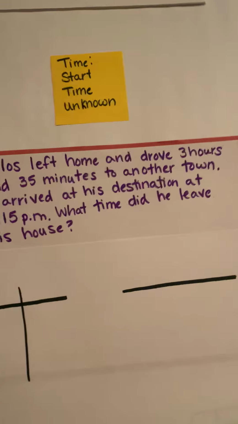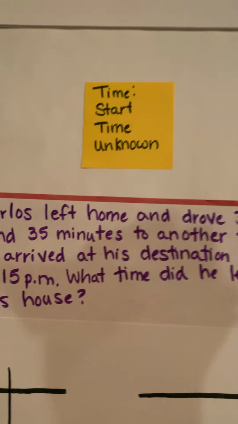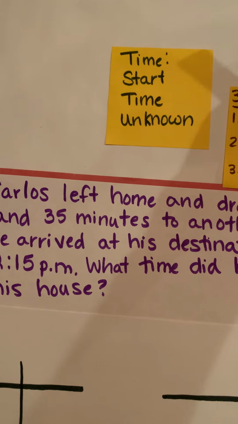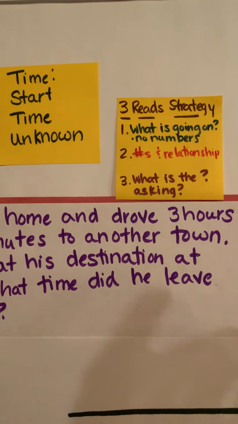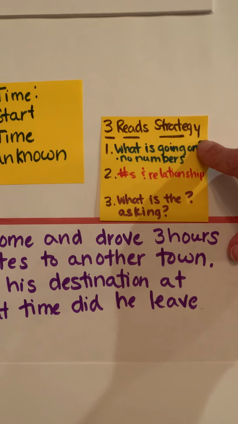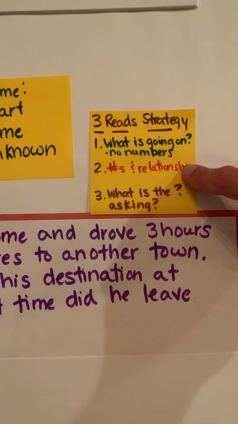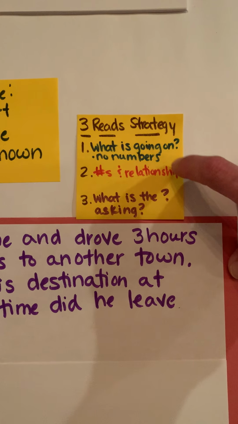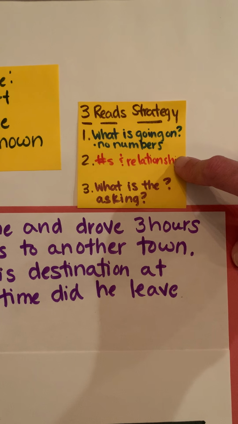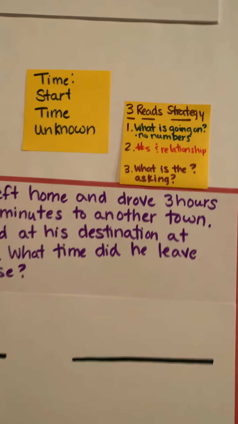All right, so we are going to look at this problem and we're going to use the 3-read strategy when we solve it. The 3-read strategy focuses in on reading a problem 3 times. First time you read it to know what is going on. Then you look at it with no numbers. You don't mention anything about numbers. You just summarize what's going on. Then you really focus in on the numbers, and the last time you focus in on what the question is asking. So let's read this word problem.